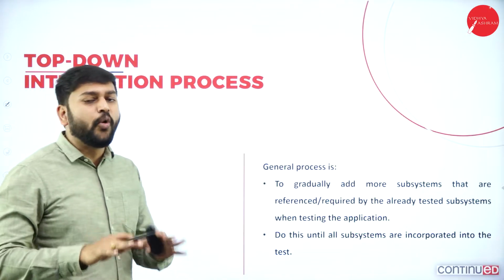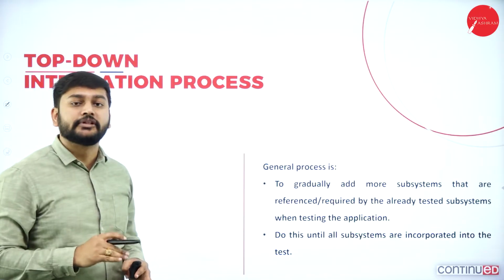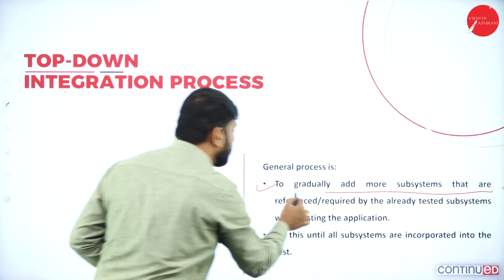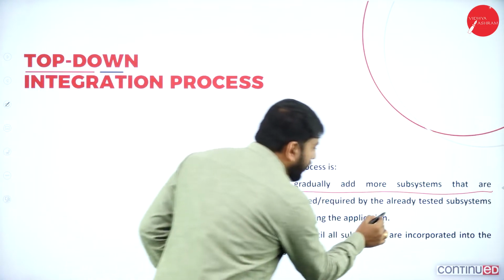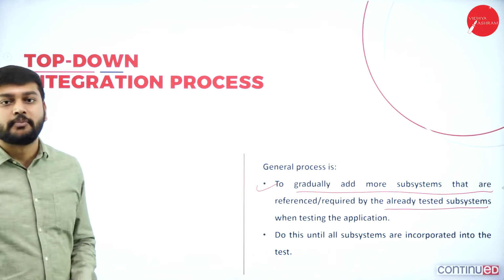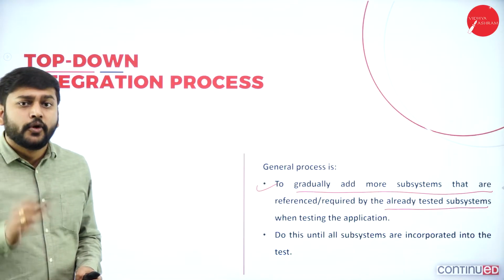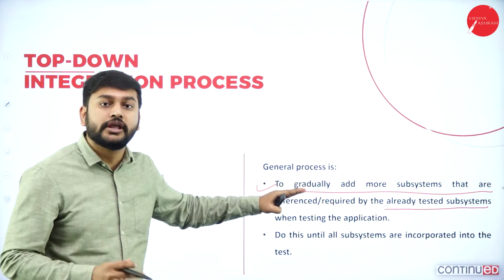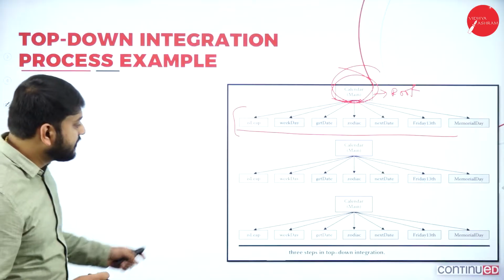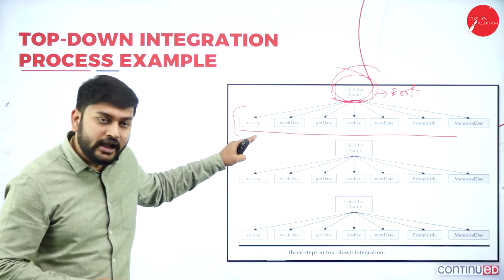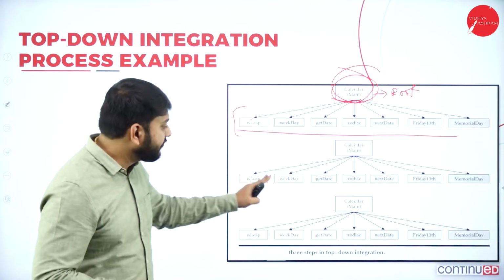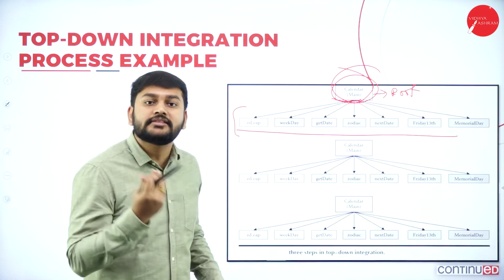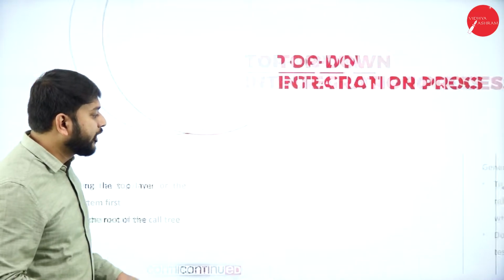The general process: how exactly does it happen in the top-down integration approach? Remember to gradually add more subsystems that are frequently used or required, which have already been tested, when testing the application. What exactly does it mean? Remember and listen to me carefully, point by point. Gradually, to add gradually. What is the meaning of gradually? Please listen here. First, I will add this. Then after that, I will add the second one. After that, I will add the third one. So gradually, I started adding one after the other. I'm adding the units. That is the most important point that you need to check here.